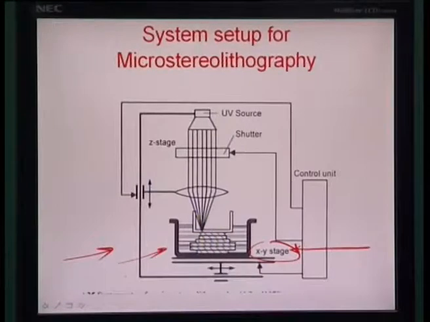This mechanism is typically a very low throughput process because you have to generate so many different features one at a time, and as you know, in the micro world, the feature intensity, the feature density, is really very high. So you may have to independently write all the features in this kind of process, and it becomes extremely time consuming, or a very low throughput one.